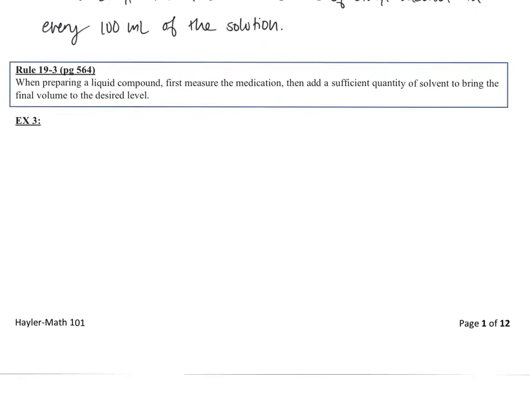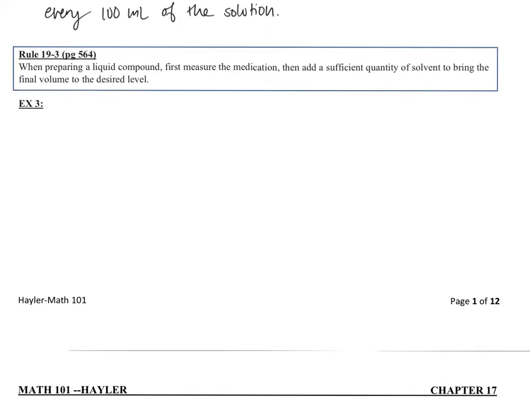Rule 19.3: when preparing a liquid compound, first measure the medication, then add a sufficient quantity of solvent to bring the final volume to the desired level. So let's write a recipe for preparing 100 milliliters of 2% lidocaine solution from lidocaine powder and water.